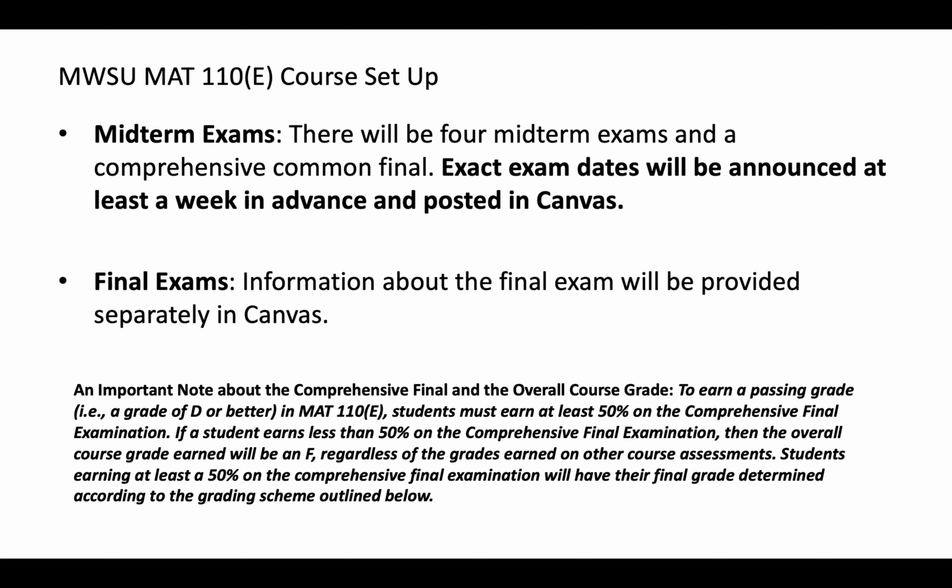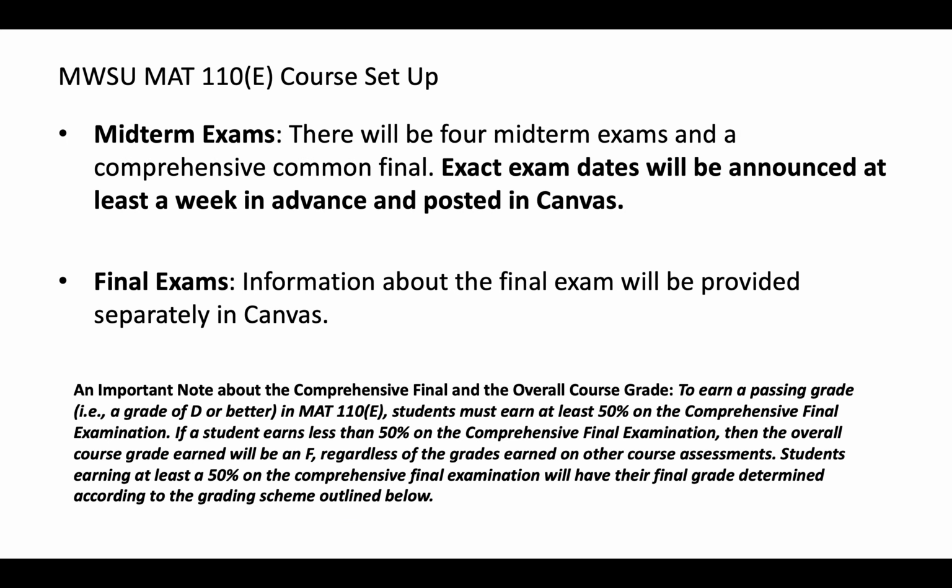All right, so there's an important detail for this class. If you want to earn a passing grade, that is a D or higher in Math 110 or 110E, you need to earn at least a 50% or higher on the cumulative final exam. If you score less than a 50%, your final grade in the course will be an F, regardless of your grades going into the final.